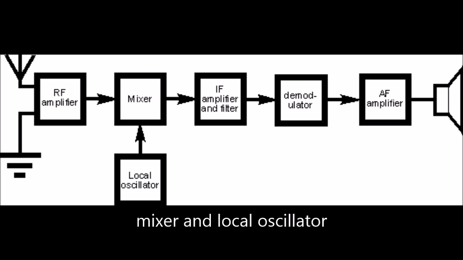The mixer changes the incoming frequency by mixing the incoming signal with local oscillator signals. The local oscillator is a variable frequency oscillator which is used to tune the radio to different stations. This frequency conversion is called heterodyne, which helps in selecting the stations that we require.